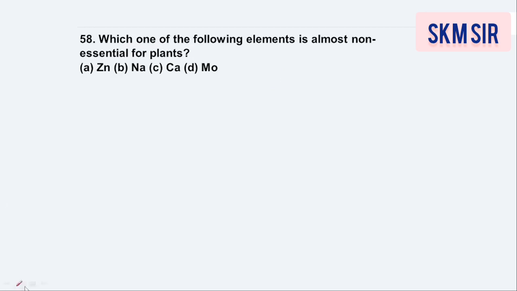Coming to the next question, this is one of the easy question, that is, which of the following element is almost non-essential for the plant? Almost non-essential, that means, yes, that is sodium. In none of the category of macro and micro you can see the sodium. Okay, sodium is out of the box of micro and macro, so it is non-essential type of elements.